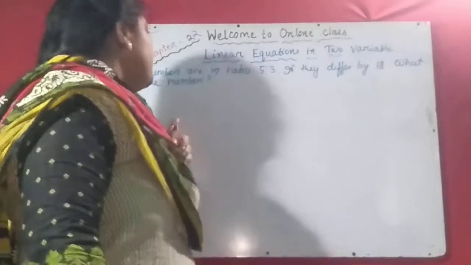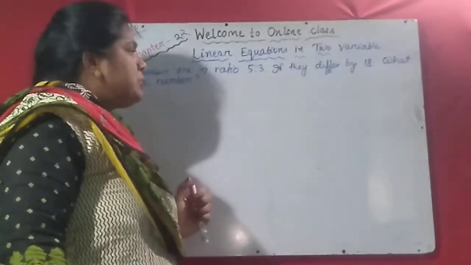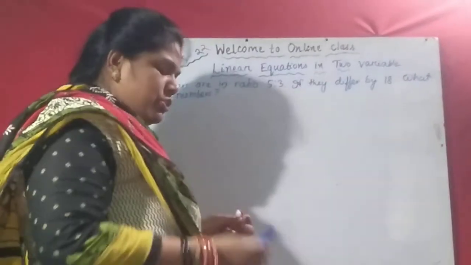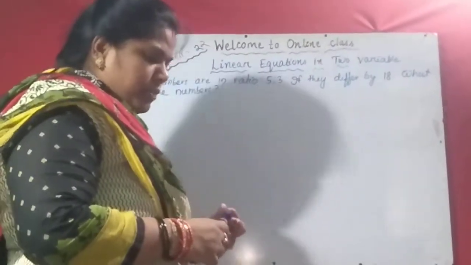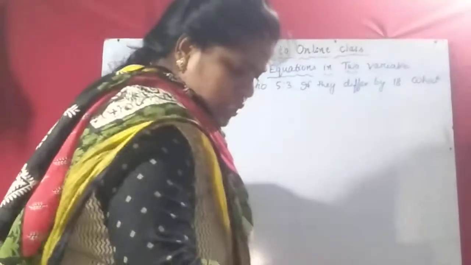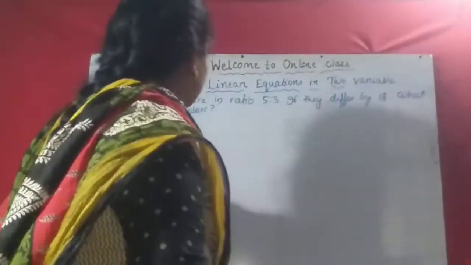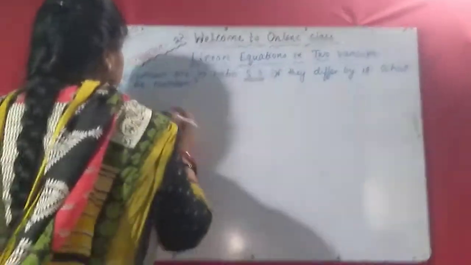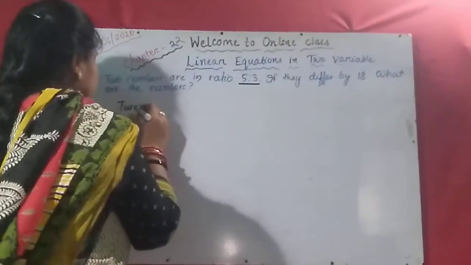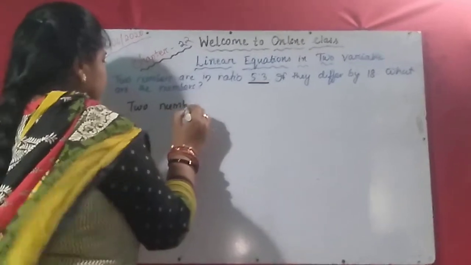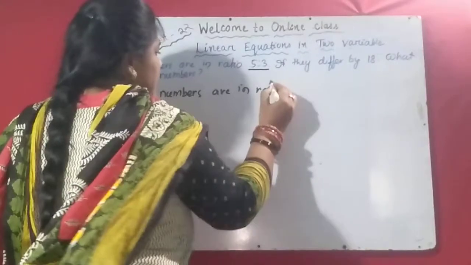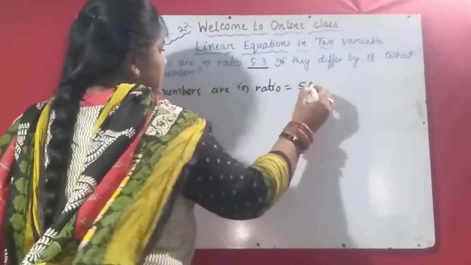Now question number 5. Two numbers are in ratio 5:3. If they differ by 18, what are the numbers? So two numbers. You don't know what the two numbers are, but their ratio is 5:3.